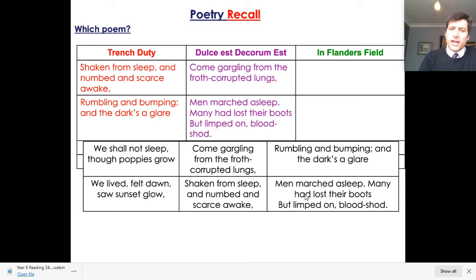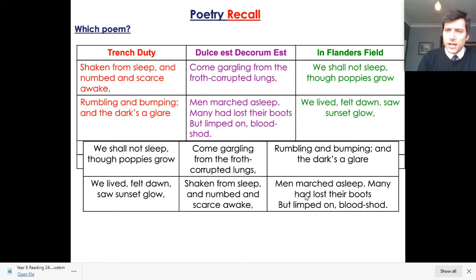Men marched asleep, many had lost their boots, but limped on, bloodshot. And we can see here people were so tired that they're marching in spite of the fact that they're nearly asleep, that hyperbole being used there. But losing their boots, they still carry on because they've got no option. They might be shot if they desert, if they turn around.